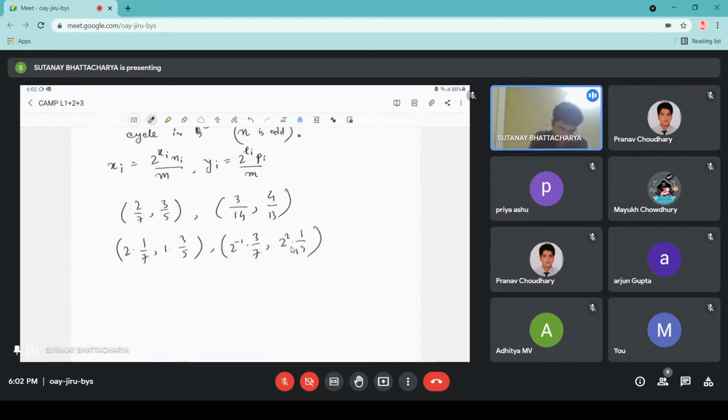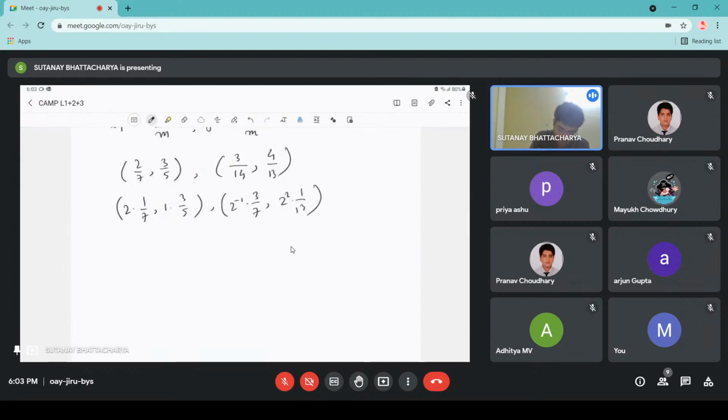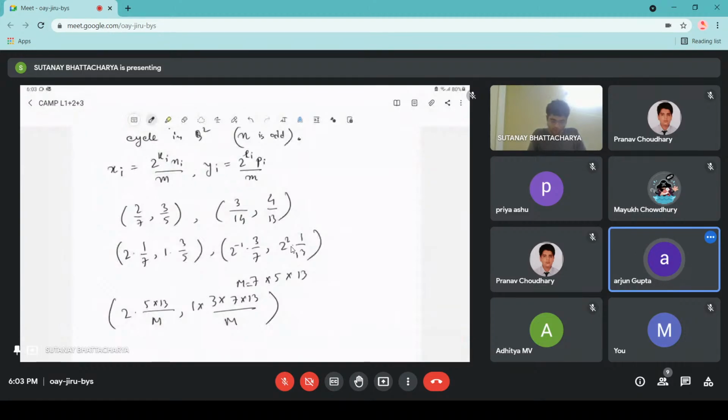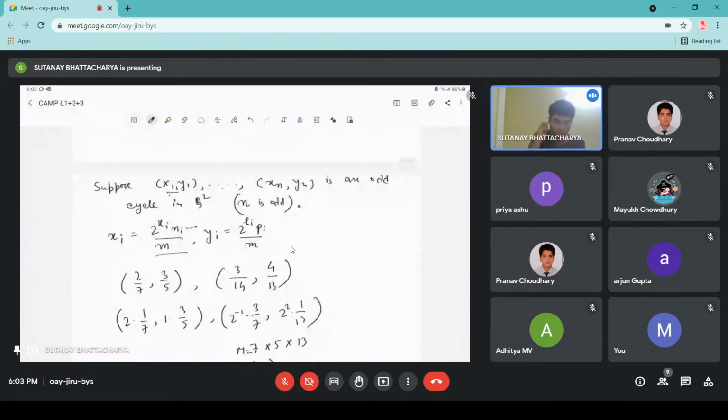Now what we do is we make all the common denominators 7 times 5 times 13. I don't want to calculate what that is, but in any case, this would be something like 5 by 13 times this. This would be something like 3 times 7 by 13. Yeah, got it. The rest you can figure out on your own. So basically, we can remove even the denominators because odd into odd is odd. Perfect, exactly. So we have expressed all the coordinates in this form: 2 power something times some odd number divided by some odd number.